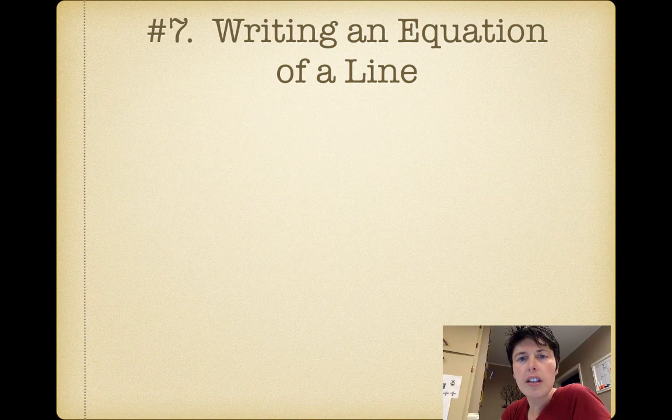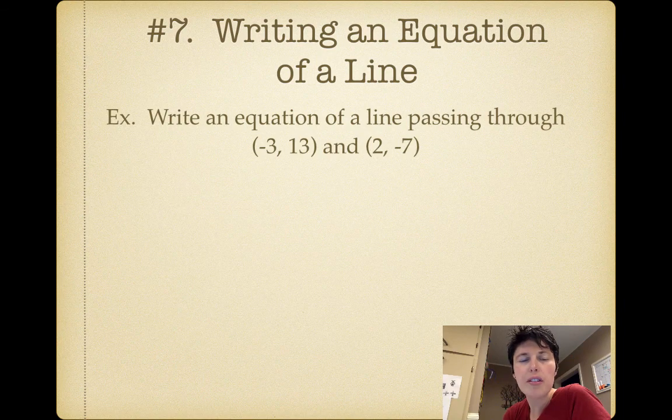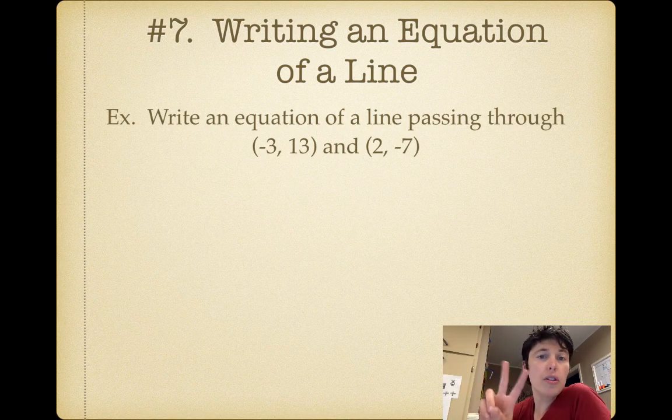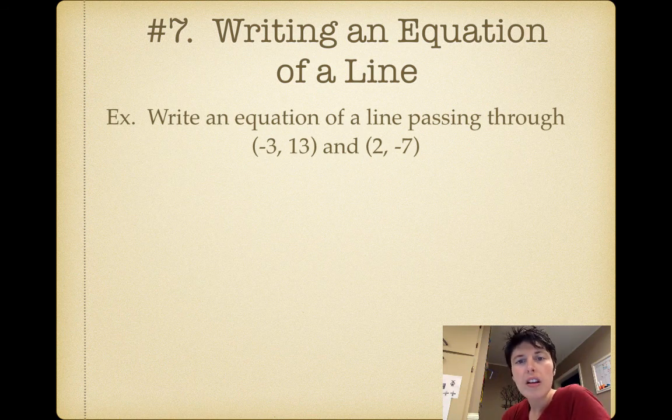Okay, so let's look at another one. That's just one example that I showed you, but there's different types. So here's another type. Write an equation of a line passing through (-3, 13) and (2, -7). So now they're giving you two different points, and you have to write an equation passing through them. So we're going to start by finding the slope, because they did not give us the slope.